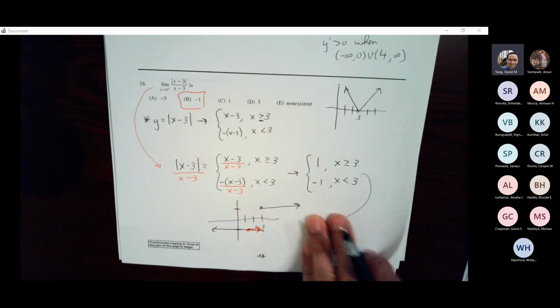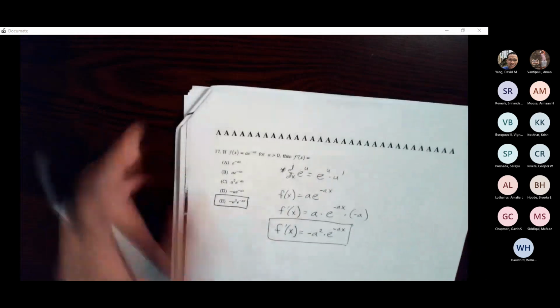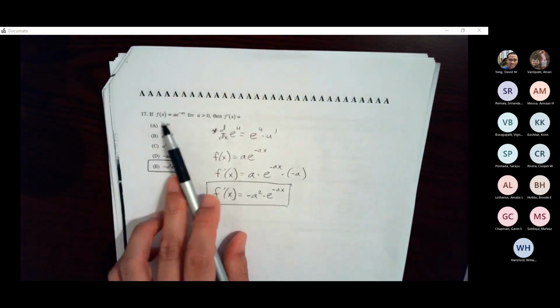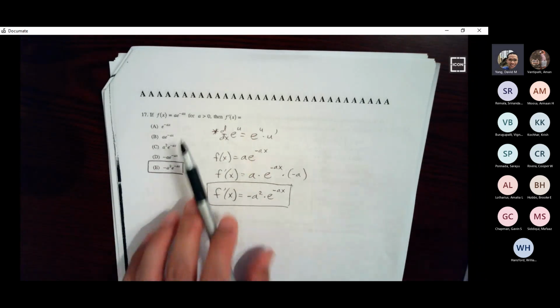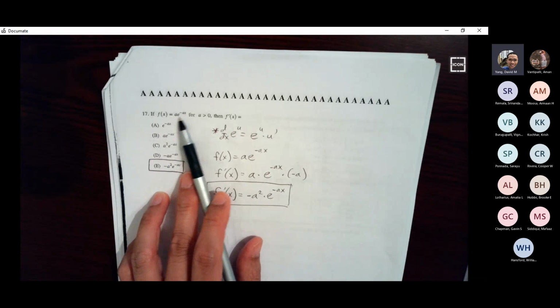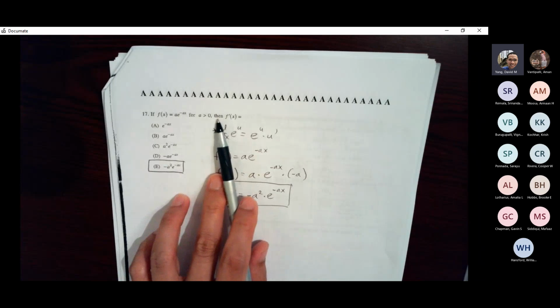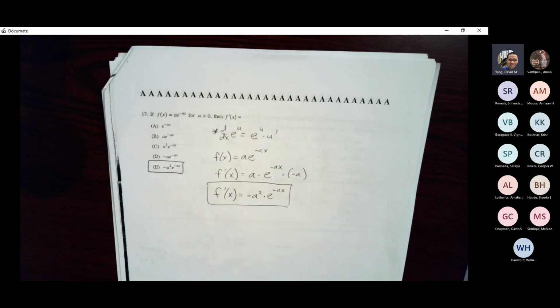All right, number 17. Now, a is a constant or a leading coefficient. This is basically e to the negative ax. If we want to find the derivative, let's think of that as falling into the family of e to the u. We know the derivative of e to the u is just e to the u times u prime.